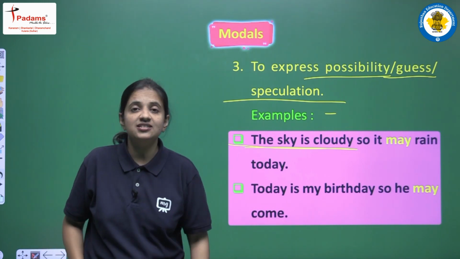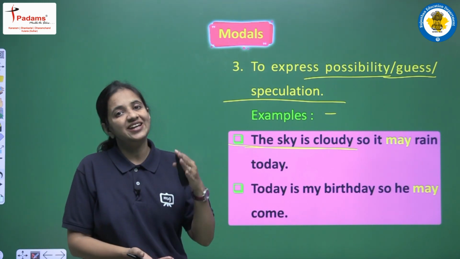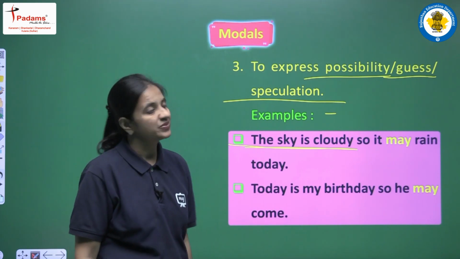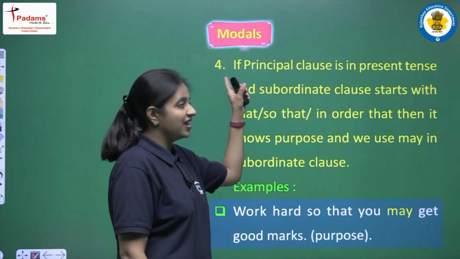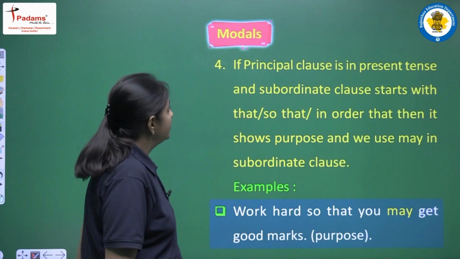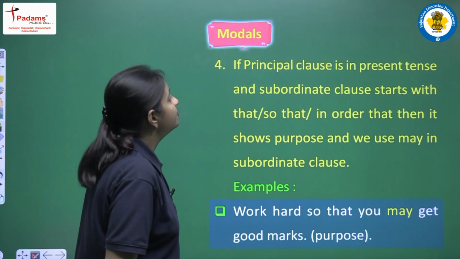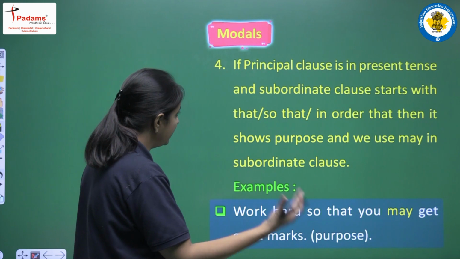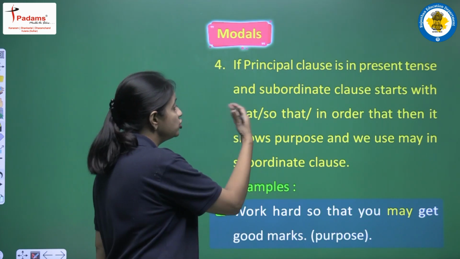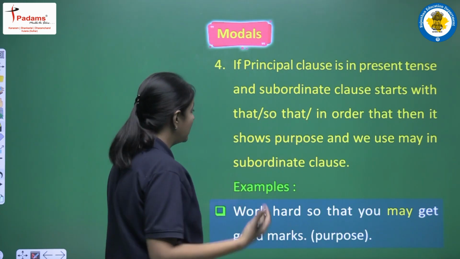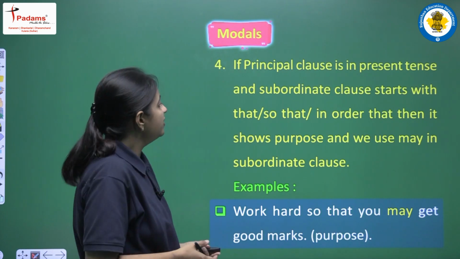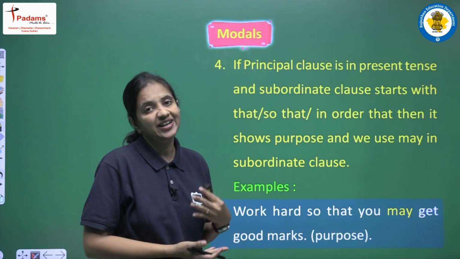So yes, it is a very strong possibility that it may rain. The next use of may that we are having here, so let's read. If a principal clause is in present tense and subordinate clause starts with that, so that, in order that, then it shows purpose, and we use may in subordinate clause.